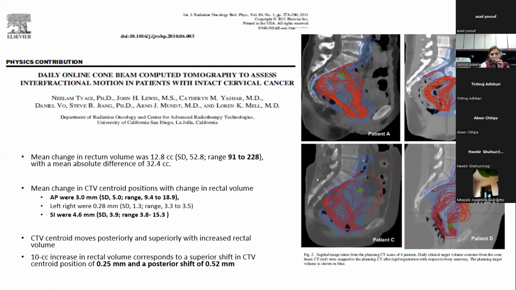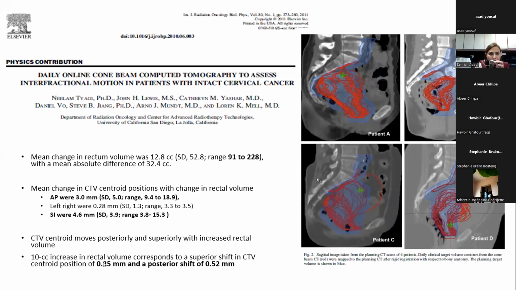So this is another paper, and in this paper, the author talked about the change in the position of the uterus, again done on cervical cancer patients, and they talked about the change in the uterus position with the change in the position of the bladder and the rectum. So I particularly picked up the findings of the rectum mentioned in this paper.